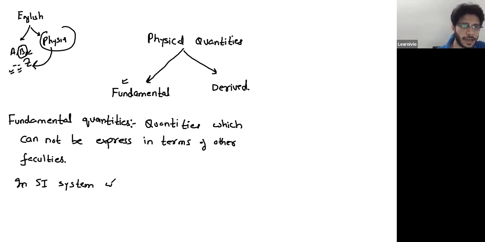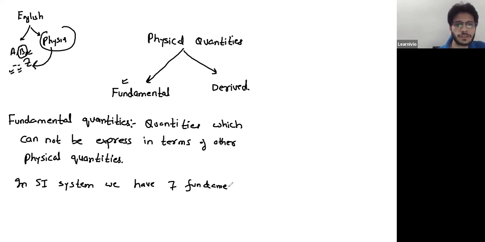In SI system, we have seven fundamental physical quantities. So I assume that you people are aware of SI and CGS units.